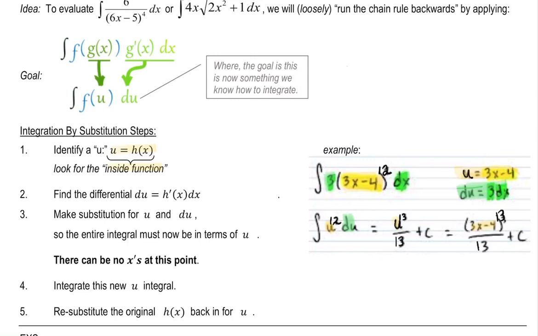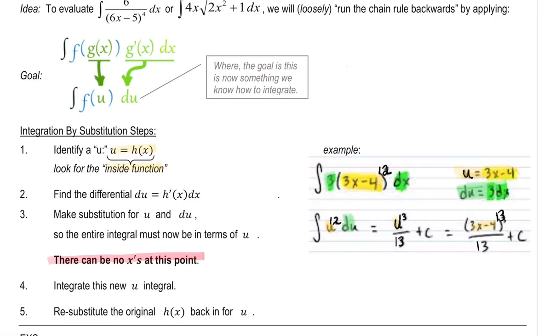There's a couple of things in here. First of all, when we got to that point that we had the integral of u to the 12th du, it is crucial that we recognize that there can't be any x's at that point. It would not have made sense to say the integral of x to the 12th du, for example. It all has to be in terms of u's and du's.